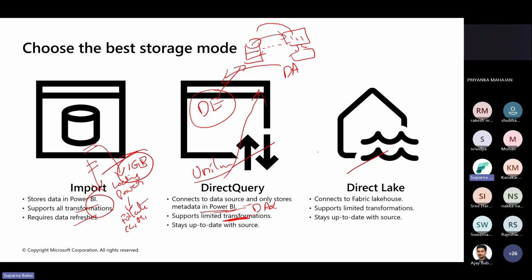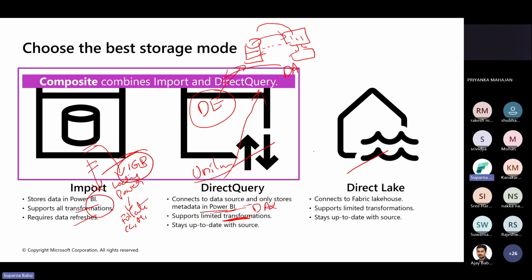Next, direct query. And there is one more thing, if you don't know, that is composite model. Composite model is a combination of import and direct query. See how you can do this.